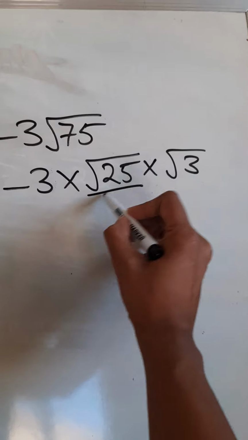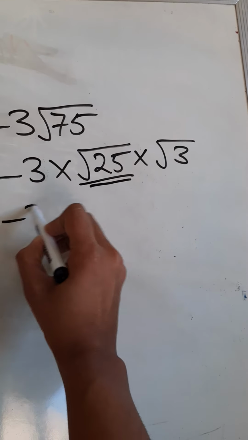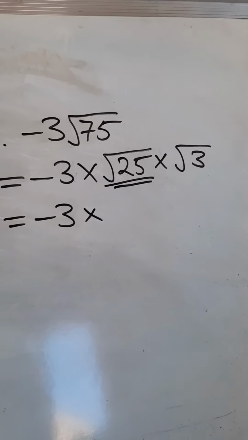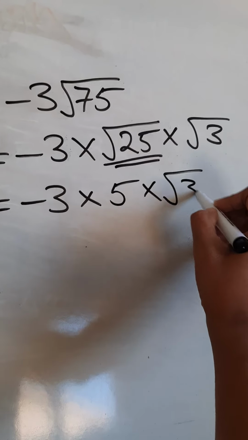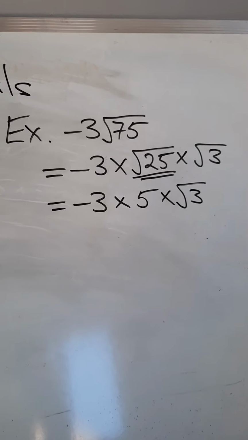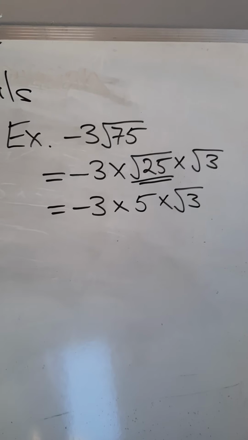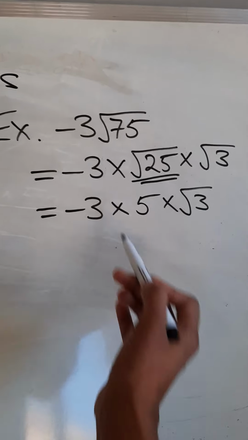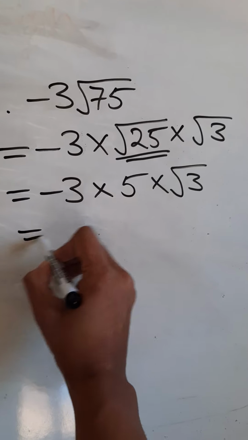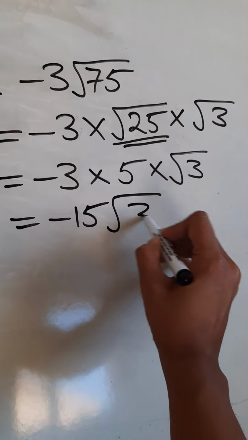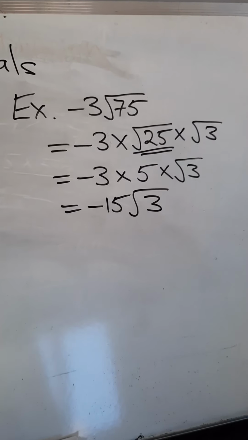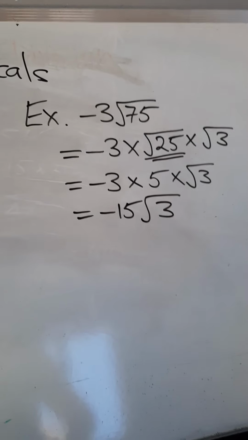And the reason I chose these two factors is because I know that I can take the square root of 25, which is 5. And the square root 3 on your calculator is a decimal. So I'm going to leave that the same. Now, whatever numbers I have at the back on the outside, I'm going to multiply it. So -3 times 5, -15, square root 3. And this is what my answer is.